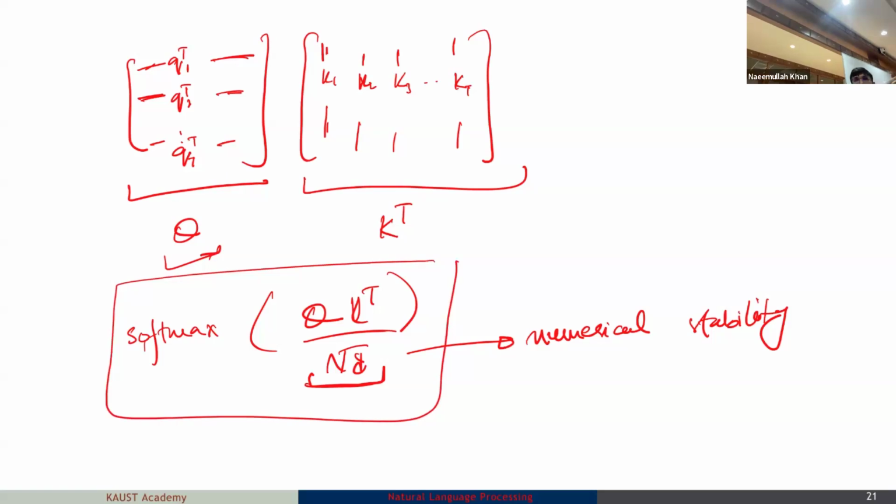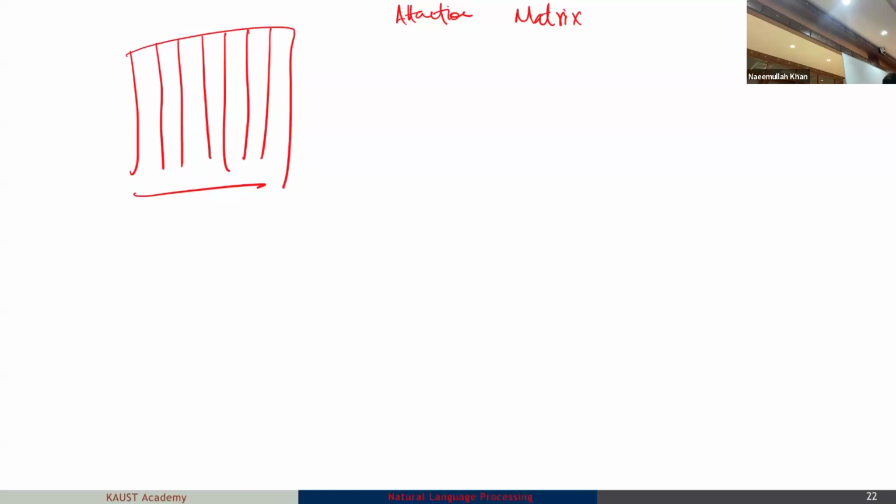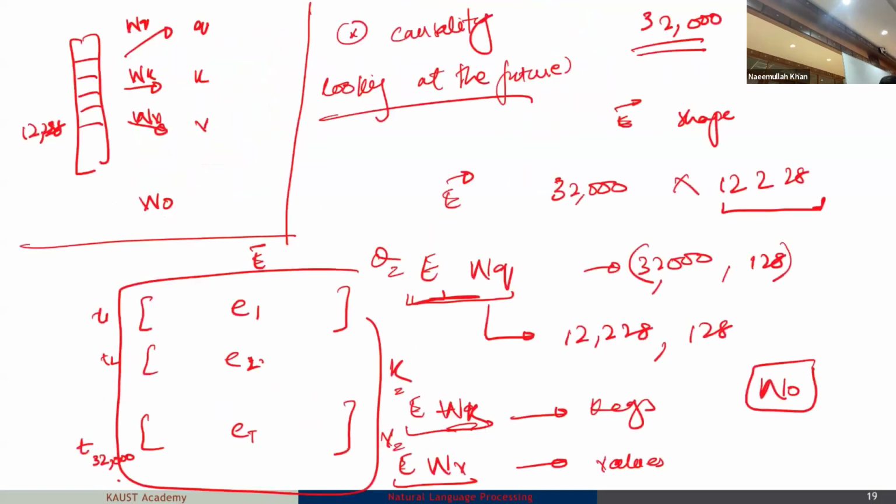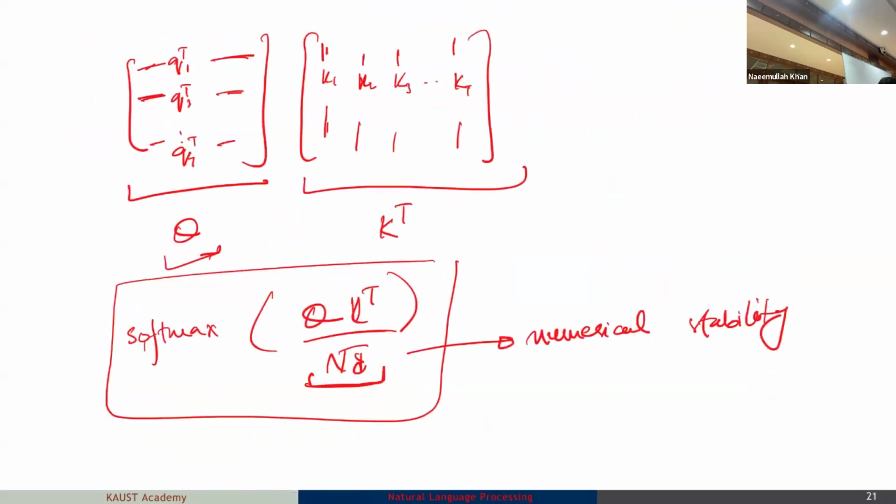Okay, now I have to take this. Essentially, what would come out of this is a matrix, which is called an attention matrix, which tells you how much each token is attending to each token. It's Q1, Q2, all the way to Qt, and K1, K2, K3, all the way to Kt. What is the size of this matrix, by the way, in this particular context? Remember the context window, we took it to be 32,000 in size. So what would be the size of this matrix?